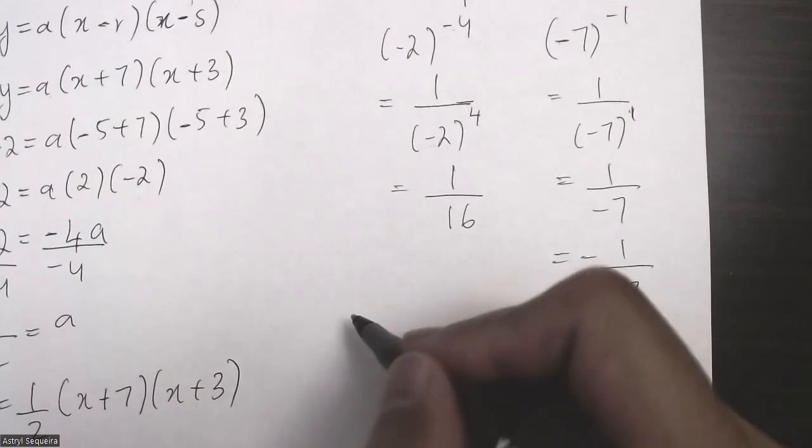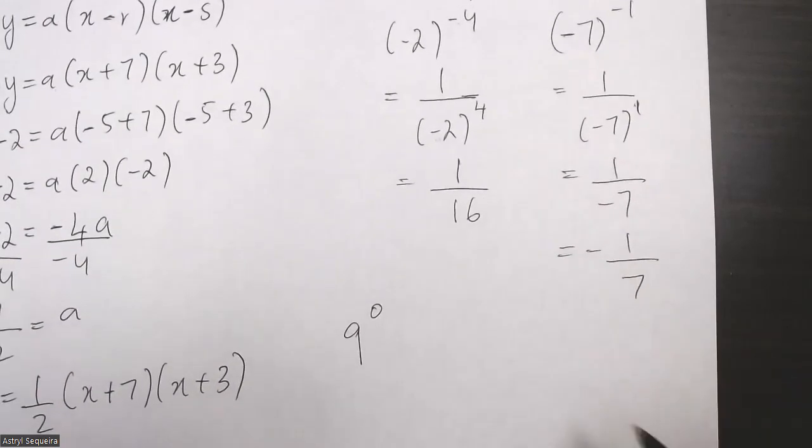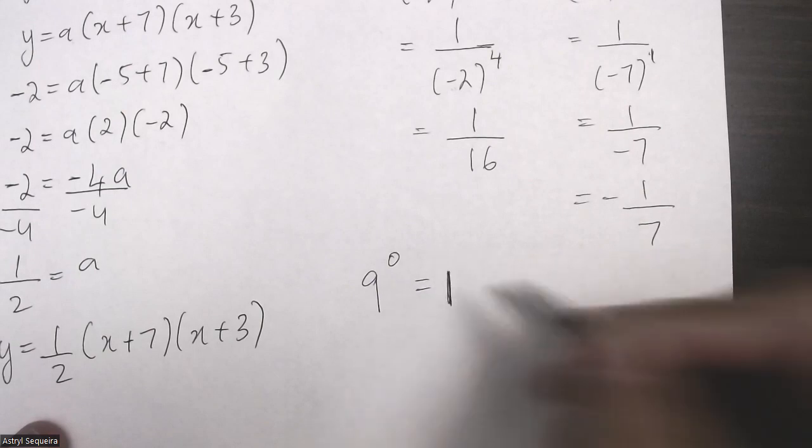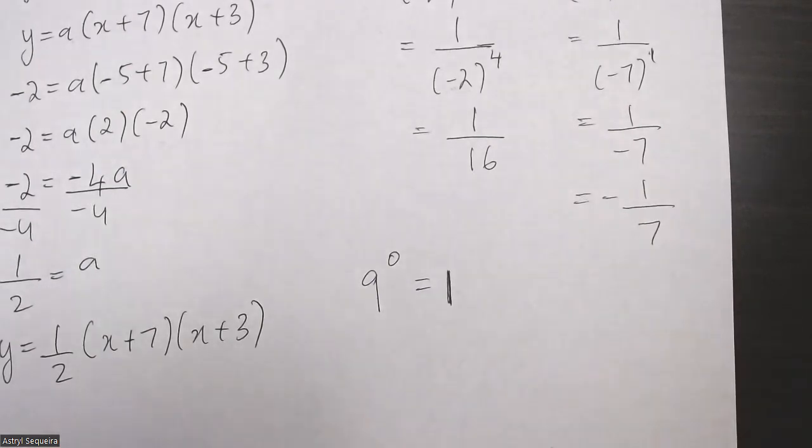Okay, next one is going to be 9 to the power of 0. Now, any number to the power of 0 is always just 1. That's a very important rule to remember. It'll show up quite a bit.